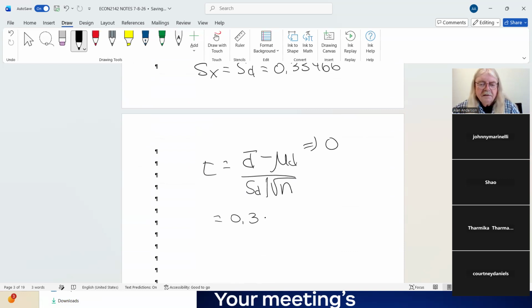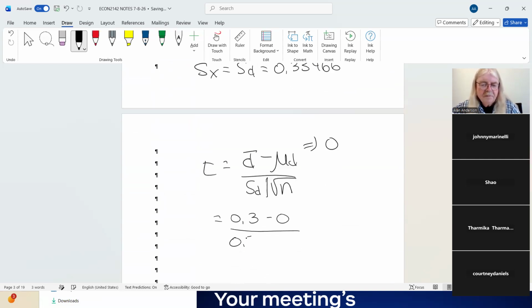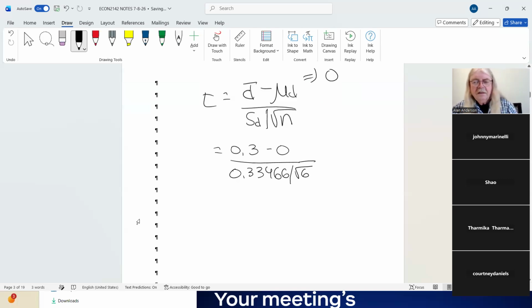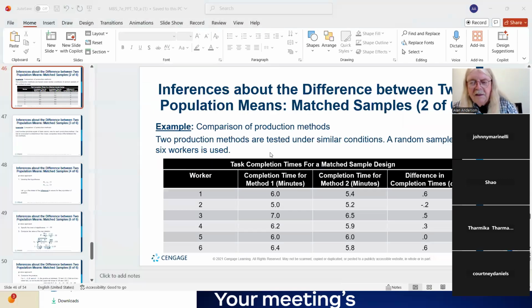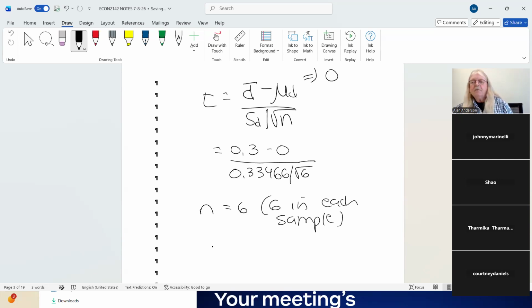And then SD is about 0.33466. And we can divide by the square root of n, which is 6. Now, here's an important detail. If you notice, there's 6 in each sample. So n is 6, not 12. On top of that, each sample has to have the same number of observations, otherwise this doesn't work. In other words, you couldn't have 6 of one and 7 of the other.